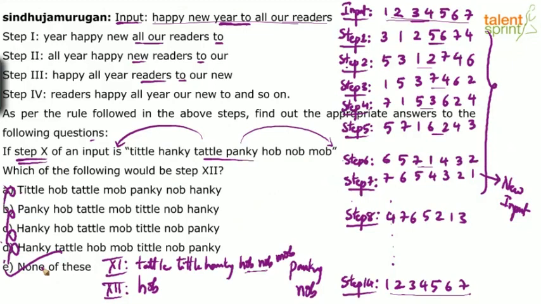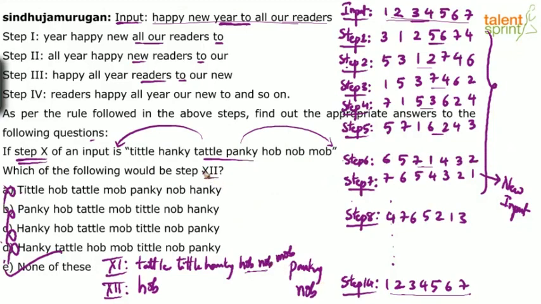Are you able to follow? We know that this is step 10 for an input. What will be step 11? Step 11 we will get by moving 3rd and 4th positions to the first and last position respectively. So tattle will come to the first position, panky will go to the last position, and the intermediate will be arranged like that. So what happens? Tittle, hanky, then hob, knob, mop, and finally panky. This is step 11. He is asking us to find out step 12.